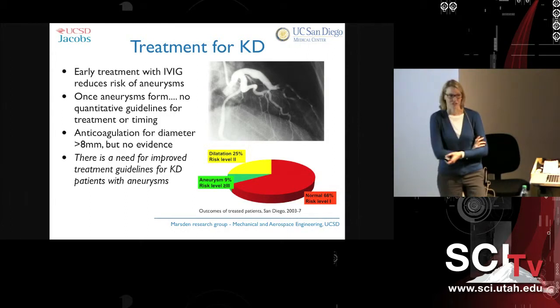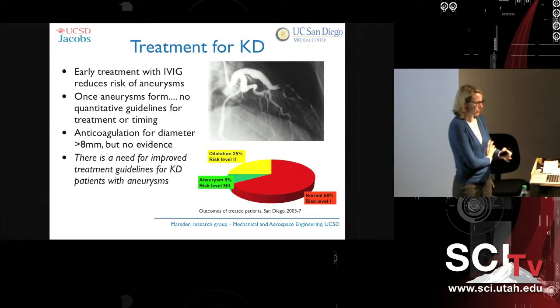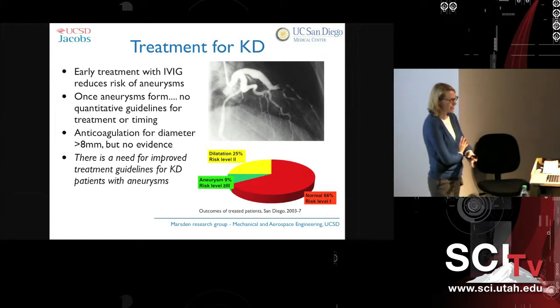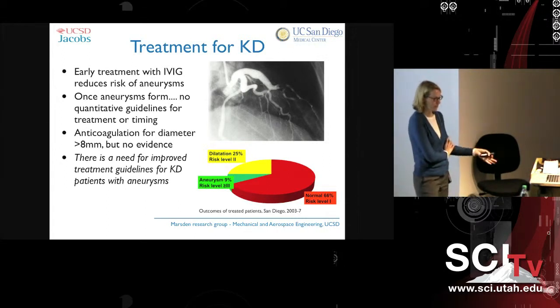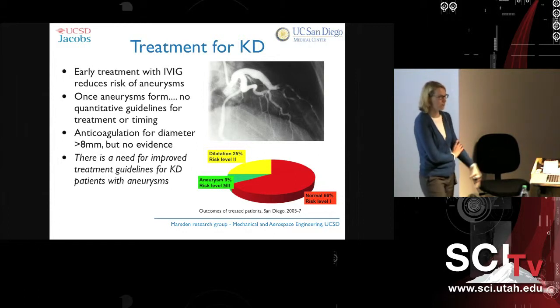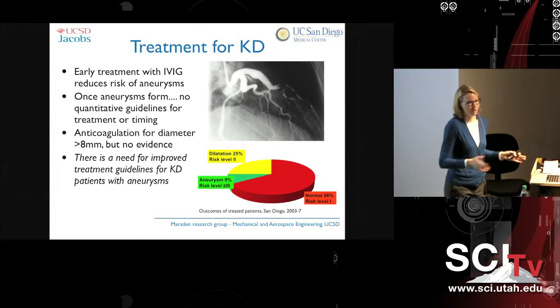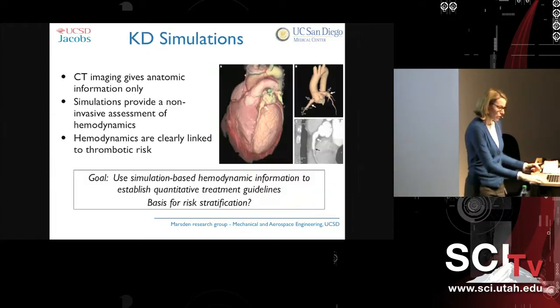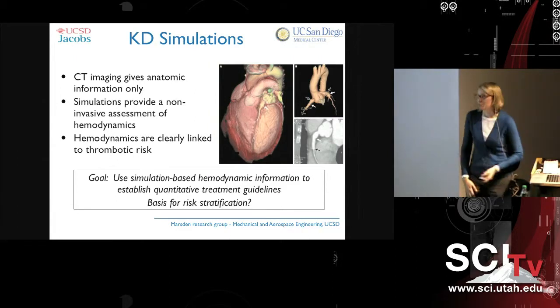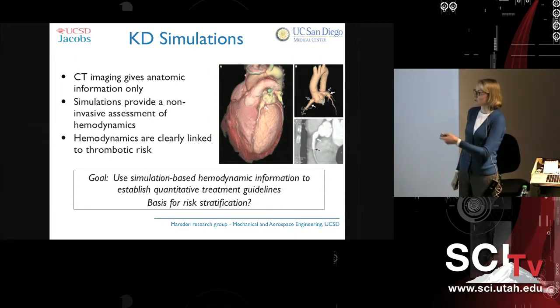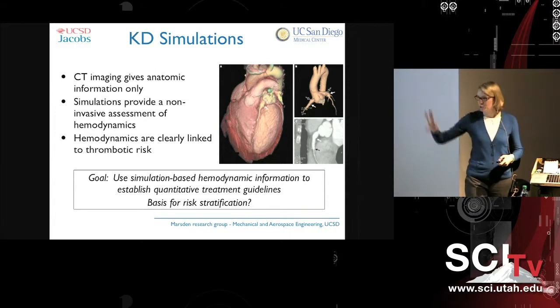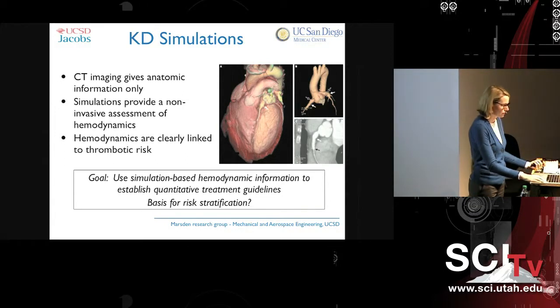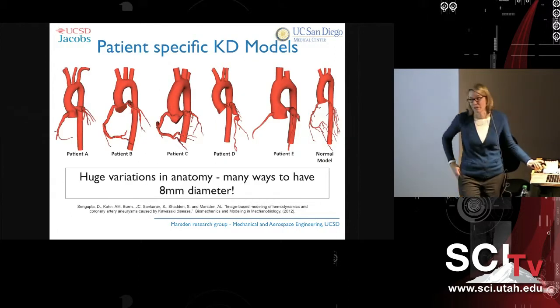We know that there's an infinite number of ways you can create an 8-millimeter diameter aneurysm, and the flow patterns are going to be very different in all of those aneurysms. And so we're interested in seeing if simulations can do a better job at predicting the risk of thrombosis compared to just using the diameter, which is what they're doing now. We can get imaging information from CT, and then we're performing patient-specific models of these different aneurysms to see if we can do risk stratification.